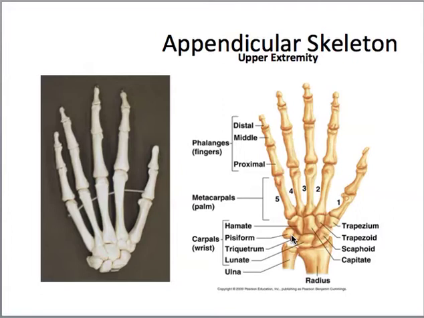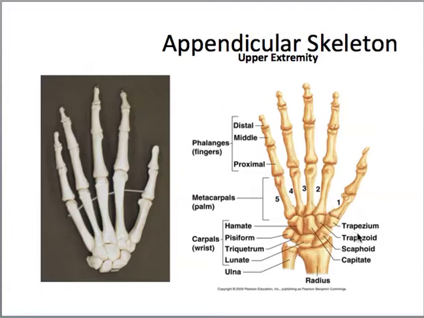The next set of bones we want to address are the metacarpals. These are the bones of the palm of the hand, and they're numbered 1, 2, 3, 4, and 5. So this will be the first metacarpal, second, third, fourth, fifth, and so on.